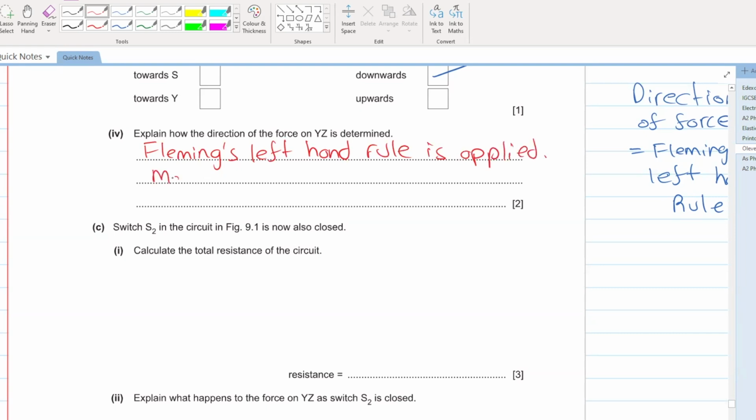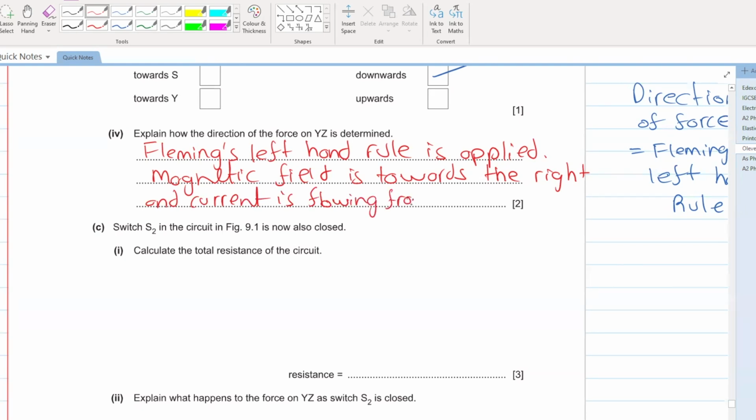Magnetic field is towards the left. Towards the right कह लो. From left to right कह लो या towards the right कह लो. And current is flowing from Z to Y. Simple.